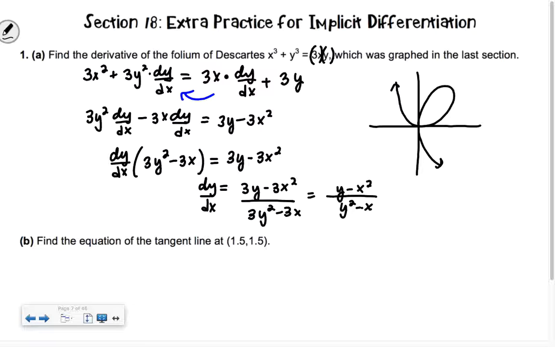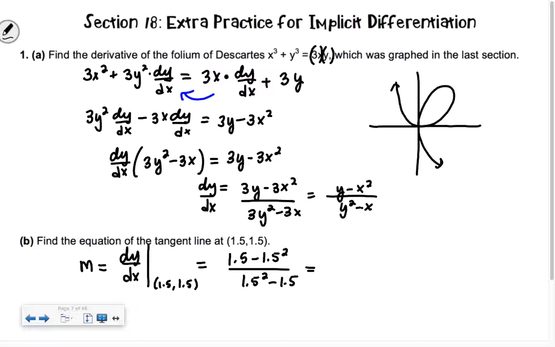All right, so B. It says find the equation of the tangent line at 1.5, 1.5. So when I'm finding the equation of the tangent line, I need to find the slope at that point. Sometimes you'll see, like on the AP test, maybe they notate things like this. That means plug in 1.5, 1.5 into the derivative. I don't care if you write it that way. You can just call it m. It doesn't matter. So when I do that, I have 1.5 minus 1.5 squared all over 1.5 squared minus 1.5.